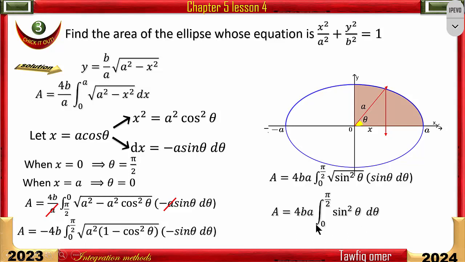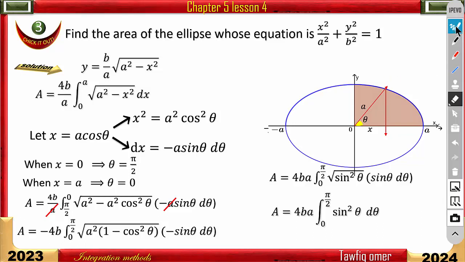And now, before we continue this video, you must know that the area of the ellipse is equal to a times b times pi, or ab pi.